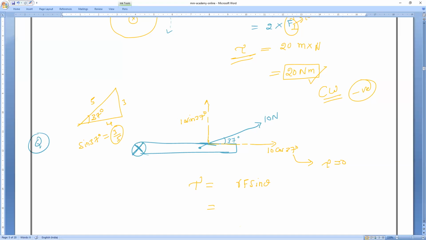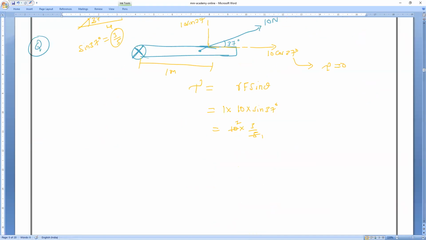So RF sin theta. R value I forgot to give. Take R value as 1 meter. Now tell me, 1 into F value 10 into sin 37. So sin 37 value how much, guys? 3 by 5. So 5 ones are 5, 5 twos are 10, so what is the torque? Everybody? 6 Newton meter. Torque is equal to 6 Newton meter.